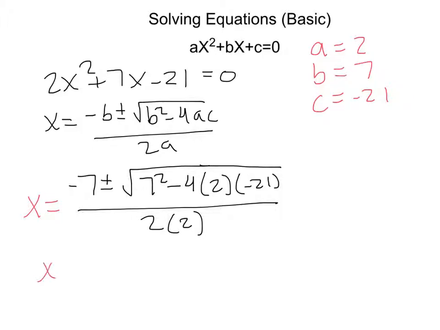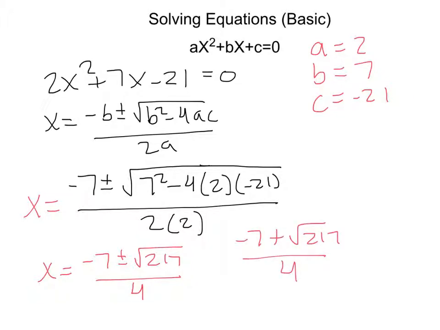So it's saying x equals, and I'm just going to write out what it equals: negative 7 plus or minus the square root of 217 over 4. Now you have two answers here. You have negative 7 plus the square root of 217 over 4, and you also have negative 7 minus the square root of 217 over 4. We'll talk about this in another video, but that's because you have a squared here, so you're going to get two separate answers.